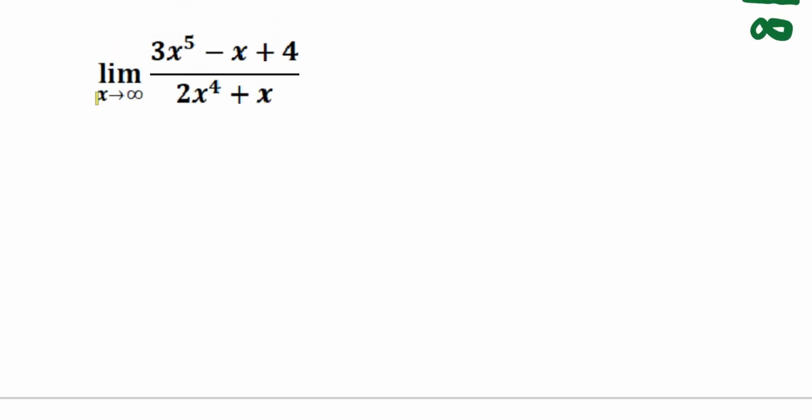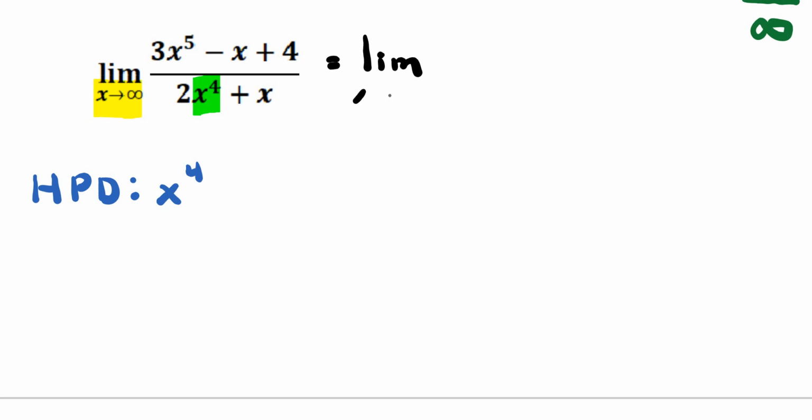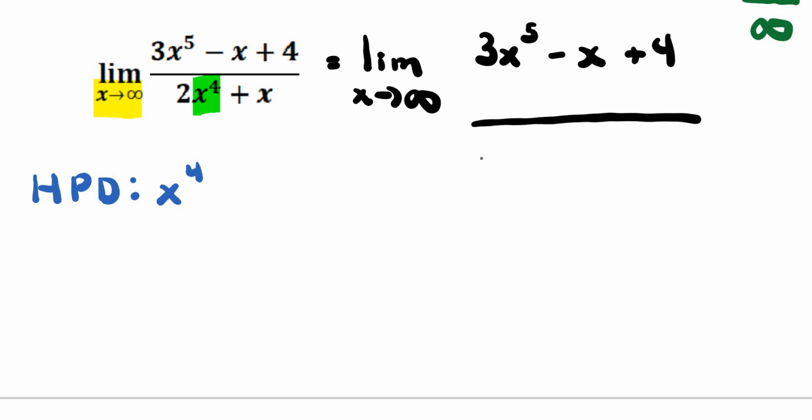Once again, we recognize that x is going to infinity, so we need a brand new technique, and the technique that I use is called the highest power in the denominator. I look for the highest power in the denominator, in this case x to the power of 4. Now we go to the limit as x goes to infinity of (3x^5 - x + 4) divided by (2x^4 + x).